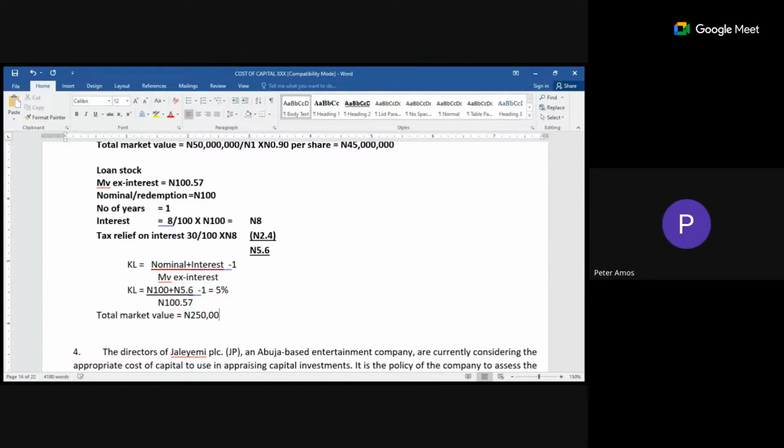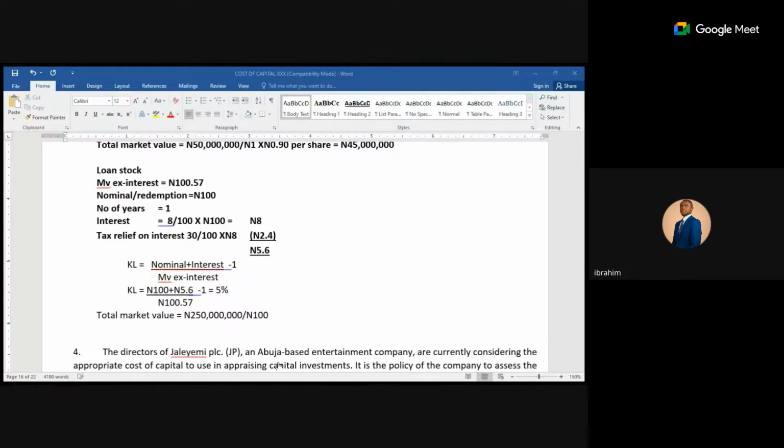100 naira. You can see that this is not 1 naira. It is 100 naira. That is the nominal value of the debt. It is given in the question. Class, what if the nominal value is not given to you in the question?